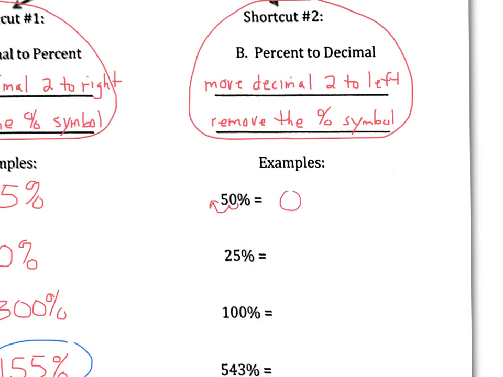So that'd be 0.5. And that makes sense. 50% is half. 0.5 is also half. Alright, I'm blocked, so I can't go to the right, so I move it 2 to the left. And on this last one I'm blocked, so I move it to the left. I can't move it to the right because the percentage symbol's in the way, so I move it to the left. Alright, you're going to pause the video and try the next 3 problems.